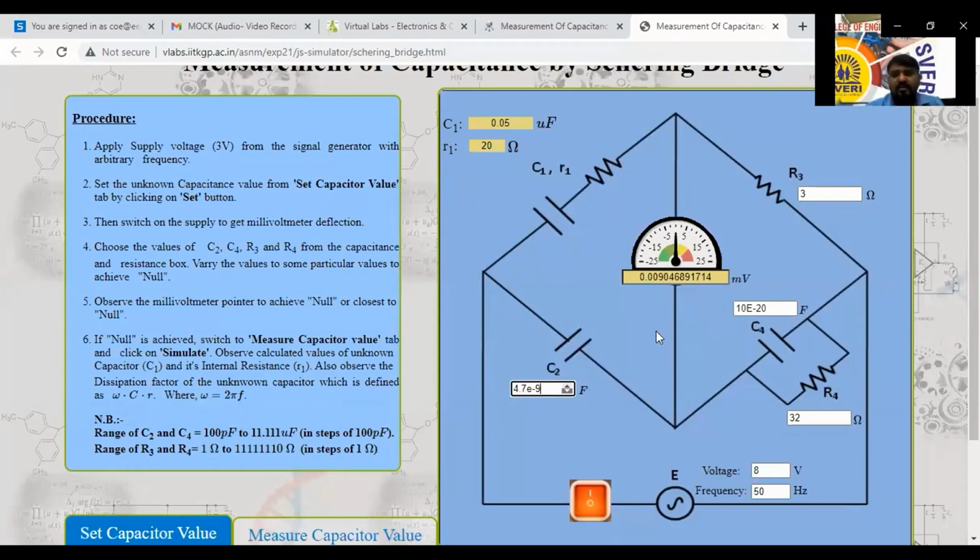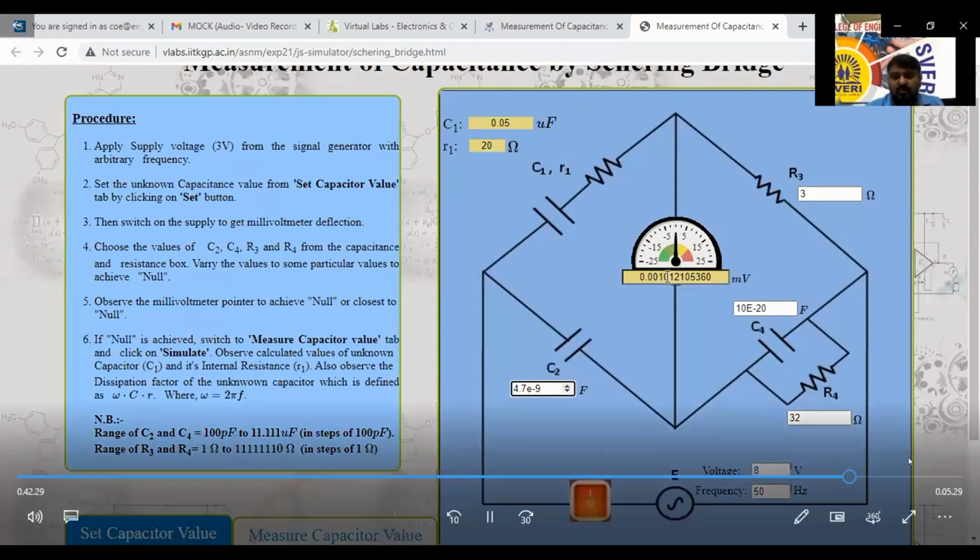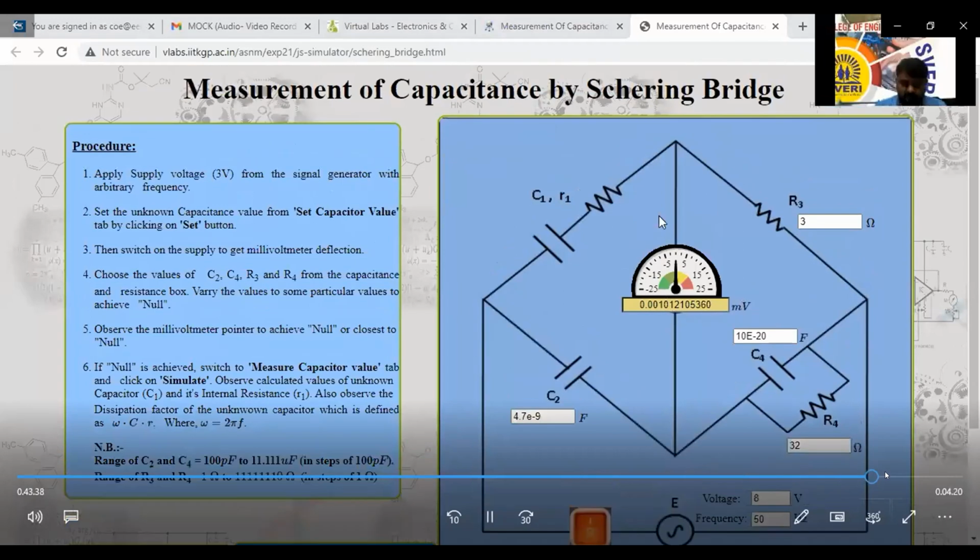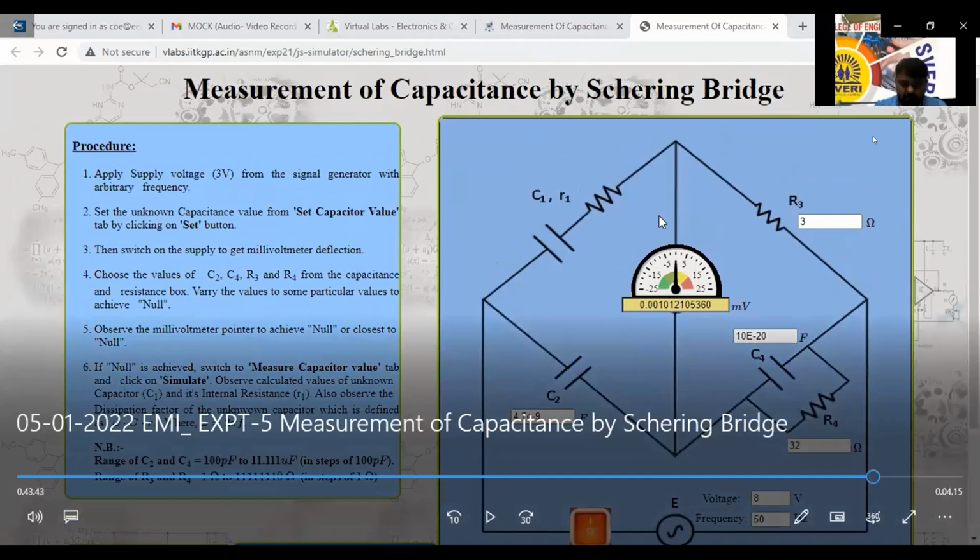So it is not changing at all here now. This is 0.0010. This much is enough, 10 to the power of minus 3 is there already. So 3 readings we have displayed here now. Yes, already you have taken 3 readings. This is not new.